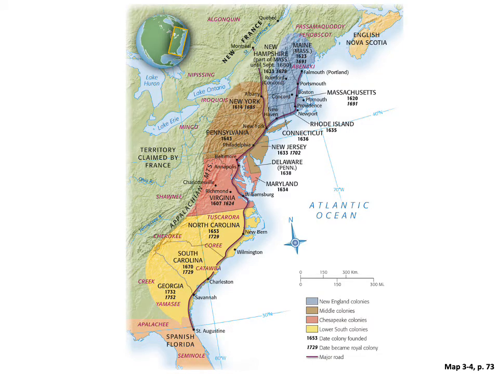This slide is a map which we saw in the last module, and you'll recall these are the four major regions of colonies. And in addition to those four regions, you could also group them together as North versus South, the North being, of course, the New England colonies and the Middle colonies, and the South being the Chesapeake colonies and the Lower South colonies.